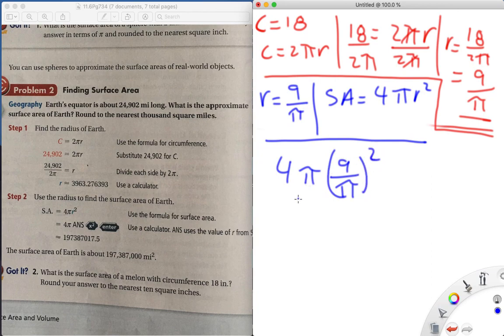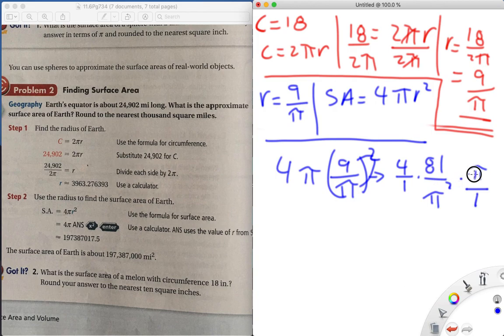And let's do a little manipulation. So I'm going to put the pi to the back. And I'll have 4 over 1 times, when you square a fraction, you can square the top and you can square the bottom. So 9 squared is 81. And then pi squared is pi squared. And then we have this pi in the back.